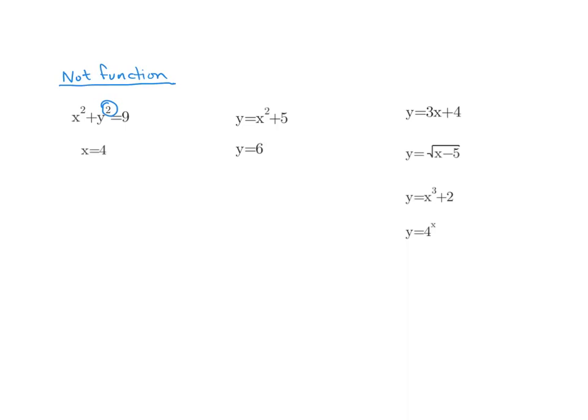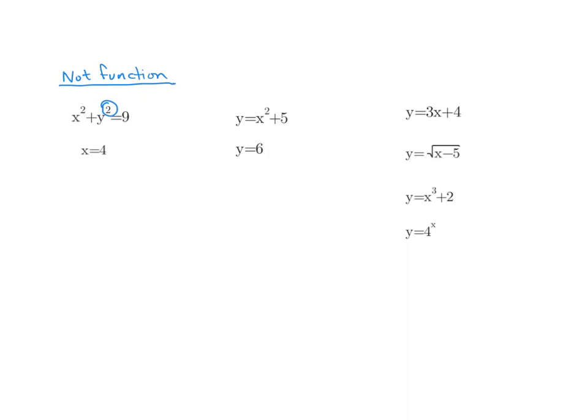x equals 4 is not a function. It is a vertical line, which means that for when x is 4, y can be whatever it wants. And so notice that for each x, we do not have it mapping to one y value. You have many y values.